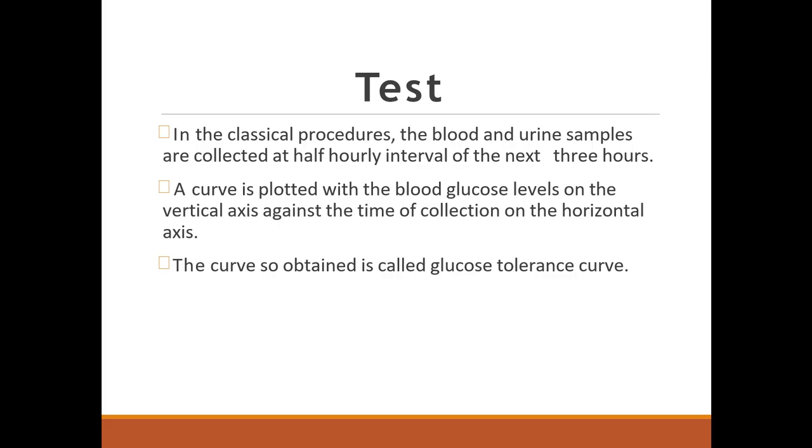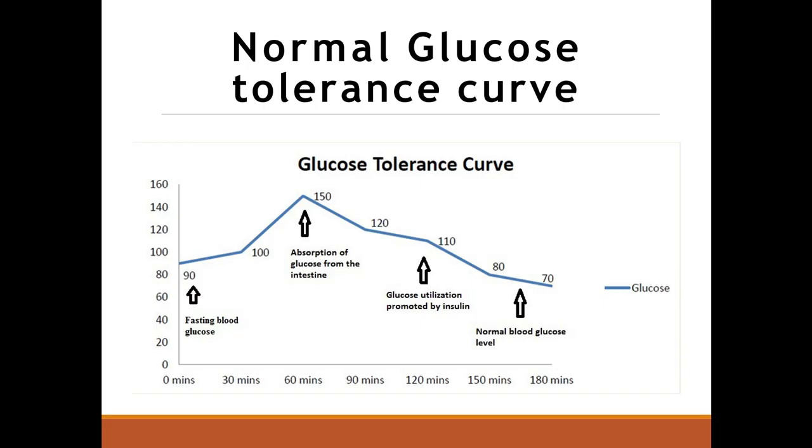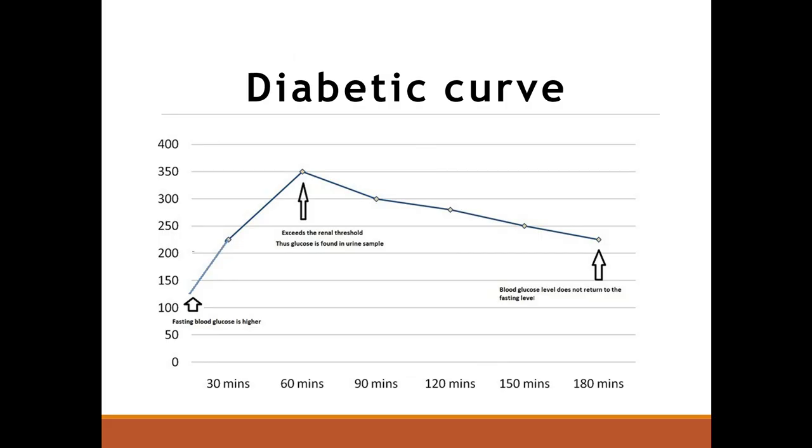In the classical procedure, blood and urine samples are collected at half-hourly intervals for the next 3 hours. A curve is plotted with the blood glucose levels on the vertical axis against the time of collection on the horizontal axis. The curve so obtained is called the glucose tolerance curve, the normal glucose tolerance curve.